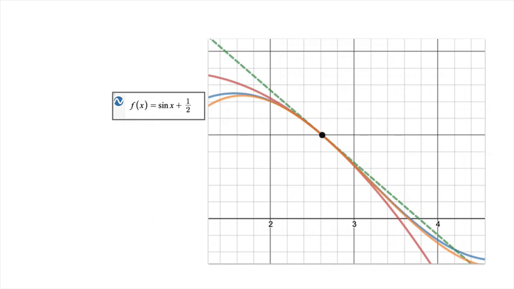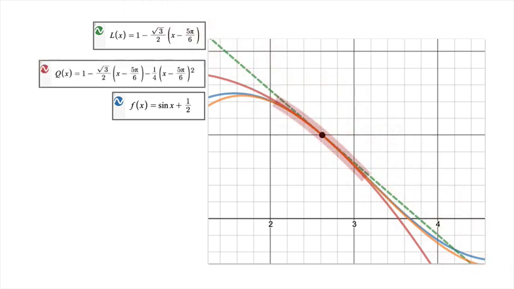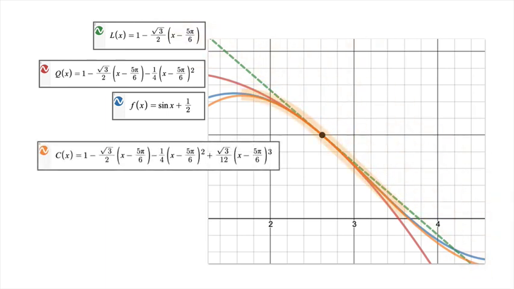So let's just try to graphically represent where the approximating function and the original function f sort of agree to the visible eye. So here's where the linear approximation looks good. Here's where the quadratic approximation looks good. And here's where the cubic approximation looks good.